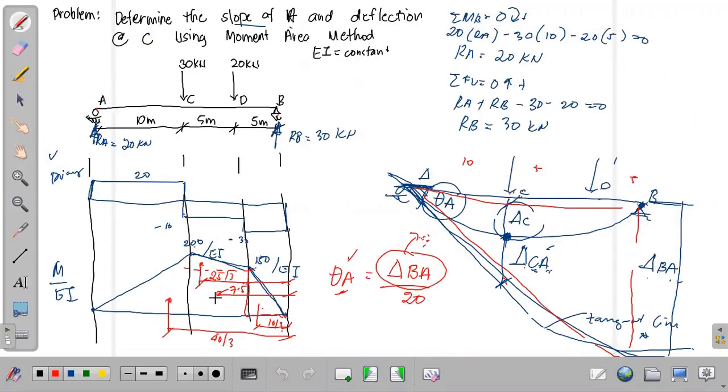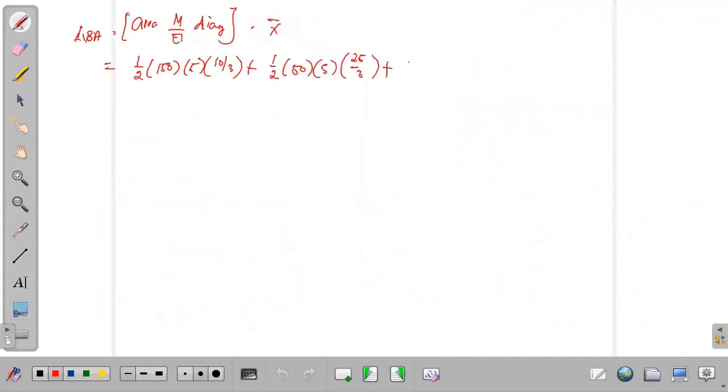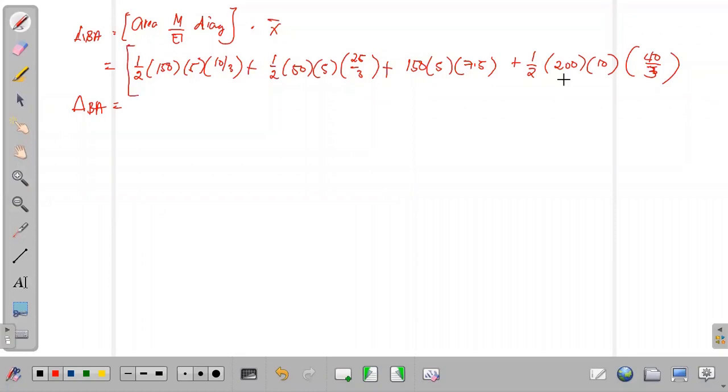Plus, yung rectangle, itong isang rectangle dito, that is 150 times 5 times this location of centroid 7.5. So we have 150 times 5 times 7.5. And lastly, yung isang triangle, 1/2 times 200. The distance is 10 times the distance of the centroid is 40 over 3. So kindly solve for the delta BA over EI. Huwag niyong kalimutan, this is over EI.